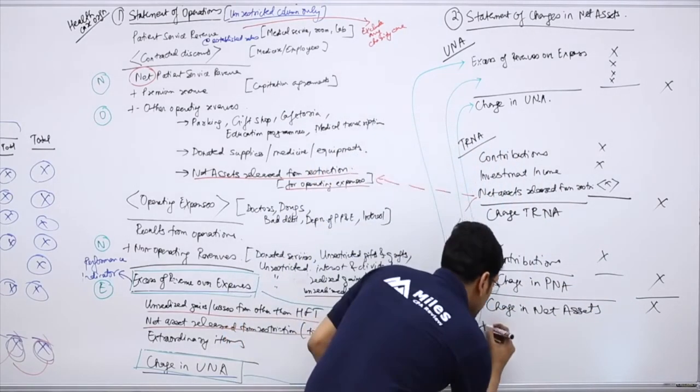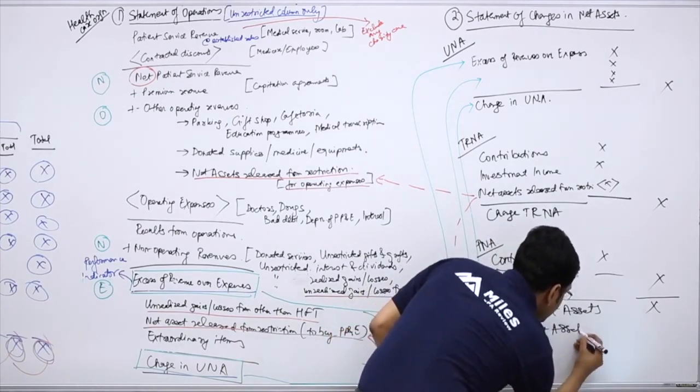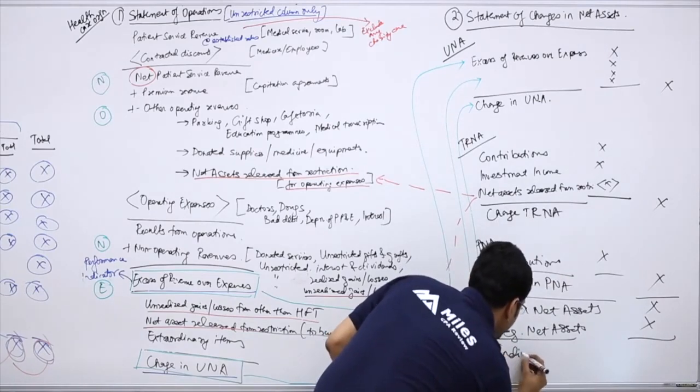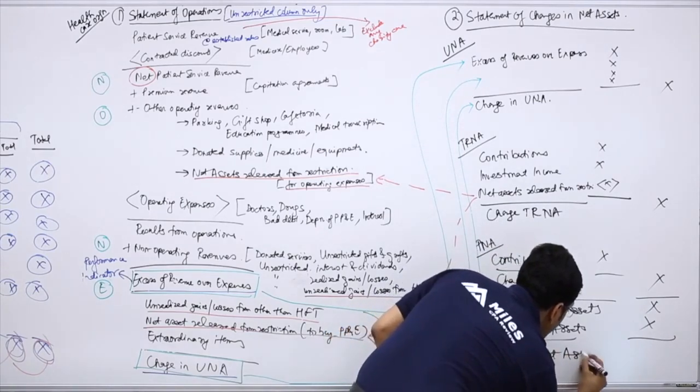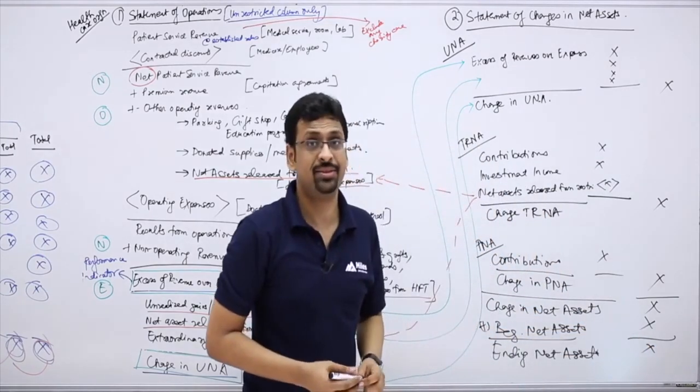Then we're going to have the beginning net assets, and that gives you the ending net assets. So this is the number that you're going to have on your balance sheet as ending net assets.